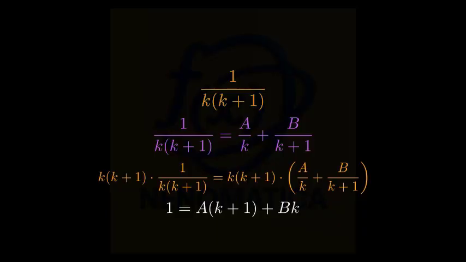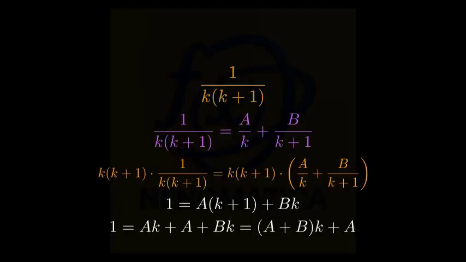On the left side, everything cancels to 1. On the right side, k cancels with a over k, and k plus 1 cancels with b over k plus 1. So we get 1 equals a times k plus 1 plus b times k. Next, expand and collect like terms.